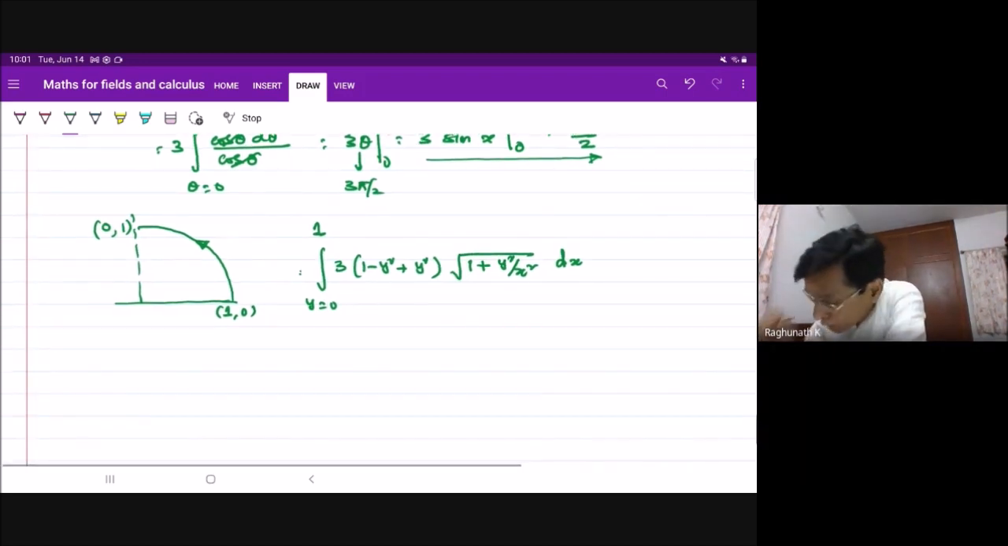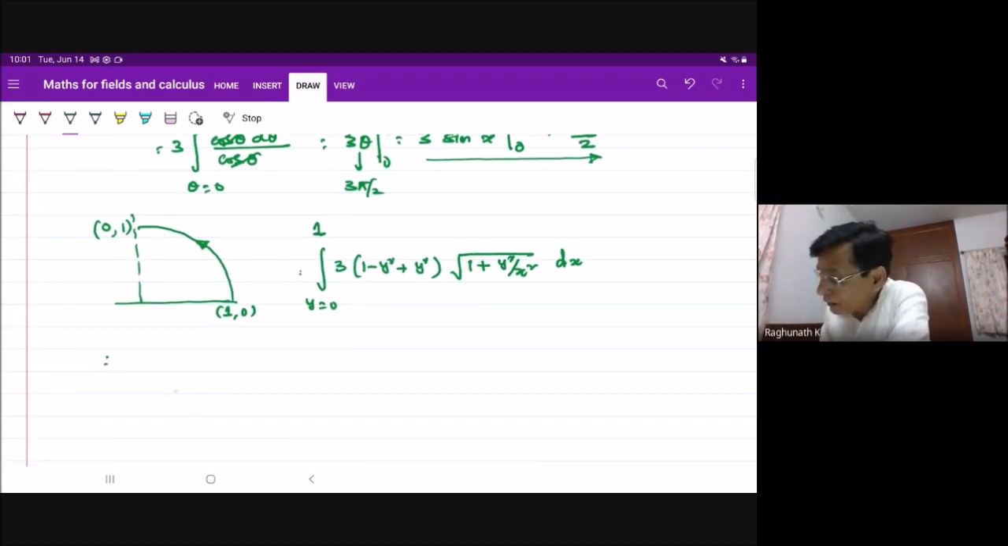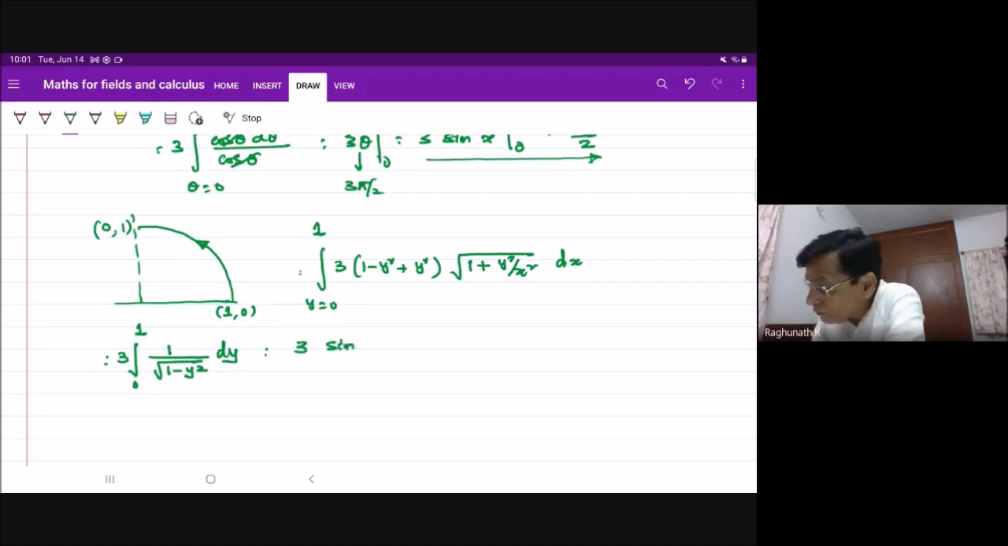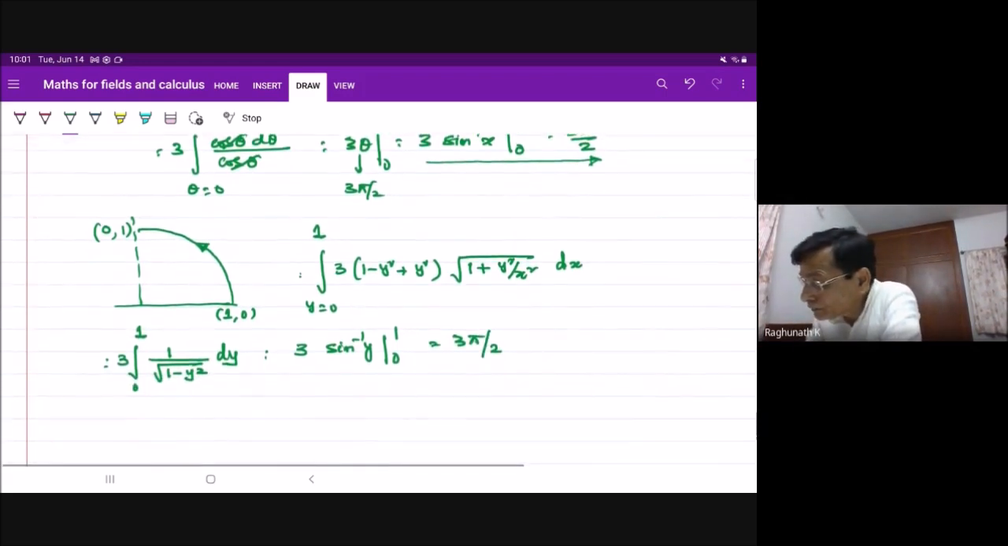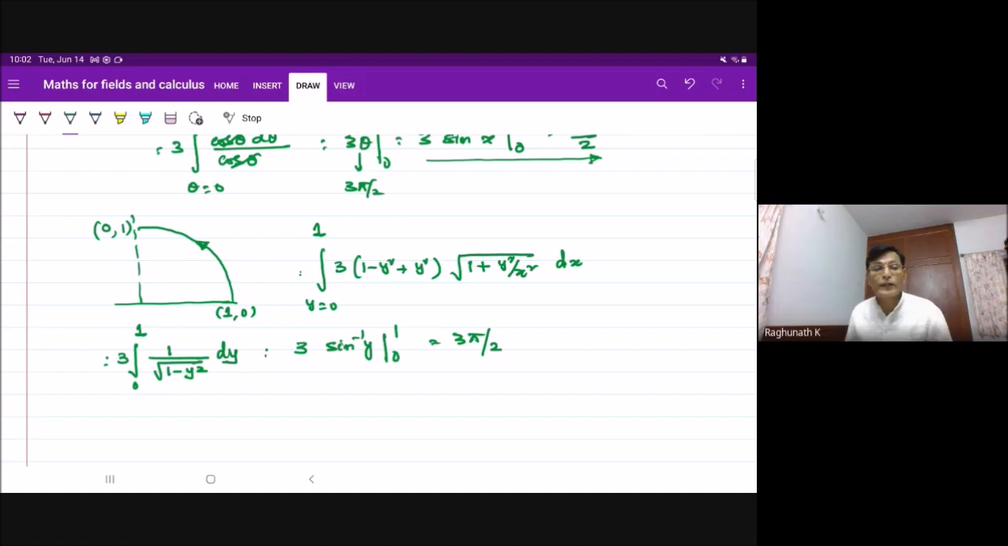I want to show you something actually here. What is this ultimately? Integral 0 to 1, 3, root of x square plus y squared by x is 3 pi by 2. Oh, path independent. Huh?